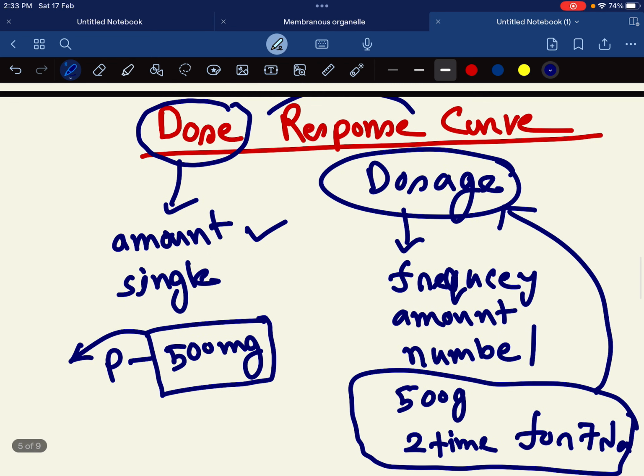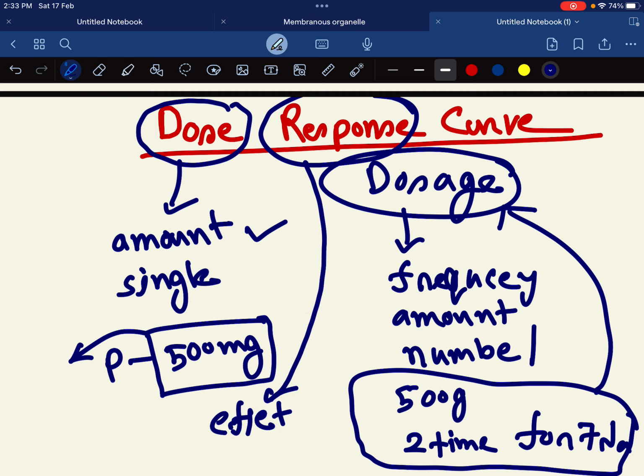Another is the response. Actually what does response mean? Response actually means the effect of the drug you have taken. It can be a good effect or it can be a bad effect. So for now we should consider that response is actually the effect of the drug you have just taken. And a curve, what actually the curve is, you know better than me. A curve is just a graphical representation of a function.